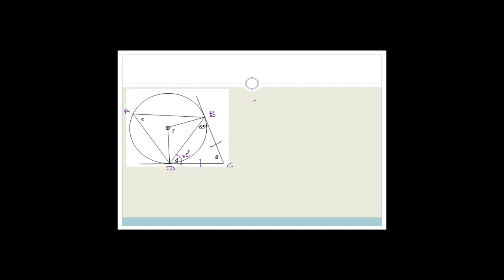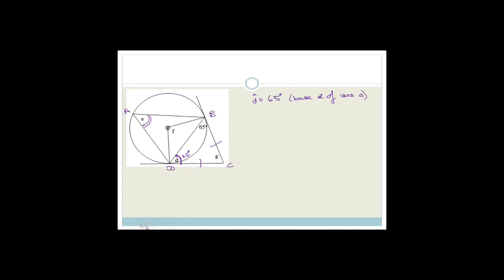So we can say D equals 65 degrees. Why? Base angle of isosceles triangle. Okay, so now we know that that's 65 degrees. Now they're asking us for E.